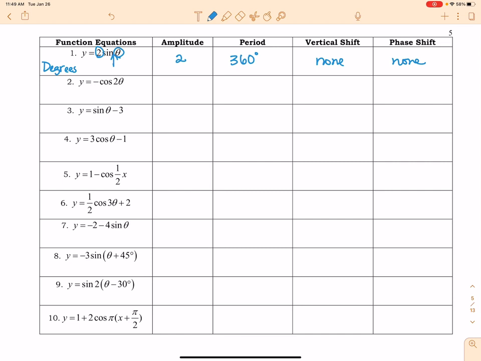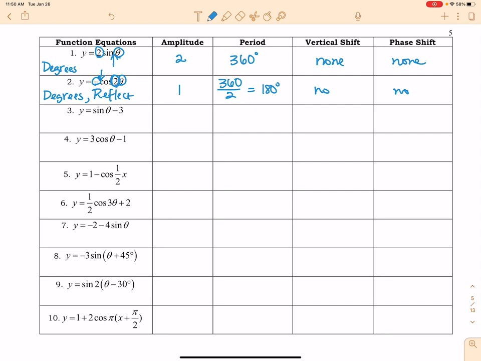Okay, so the second example, we have y equals negative cosine 2 theta. The first thing I notice is that I am in theta, so I am dealing with degrees here. There is a negative in front of cosine. That means that there is a reflection. And then the very next thing I'm going to talk about is the amplitude. I want you to notice that the number in front of cosine is an understood 1, so the amplitude is 1. The period now, we've got a 2 right here, so the parent period of 360 gets divided by 2, so it's 180 degrees. There is no vertical shift and there's no phase shift.